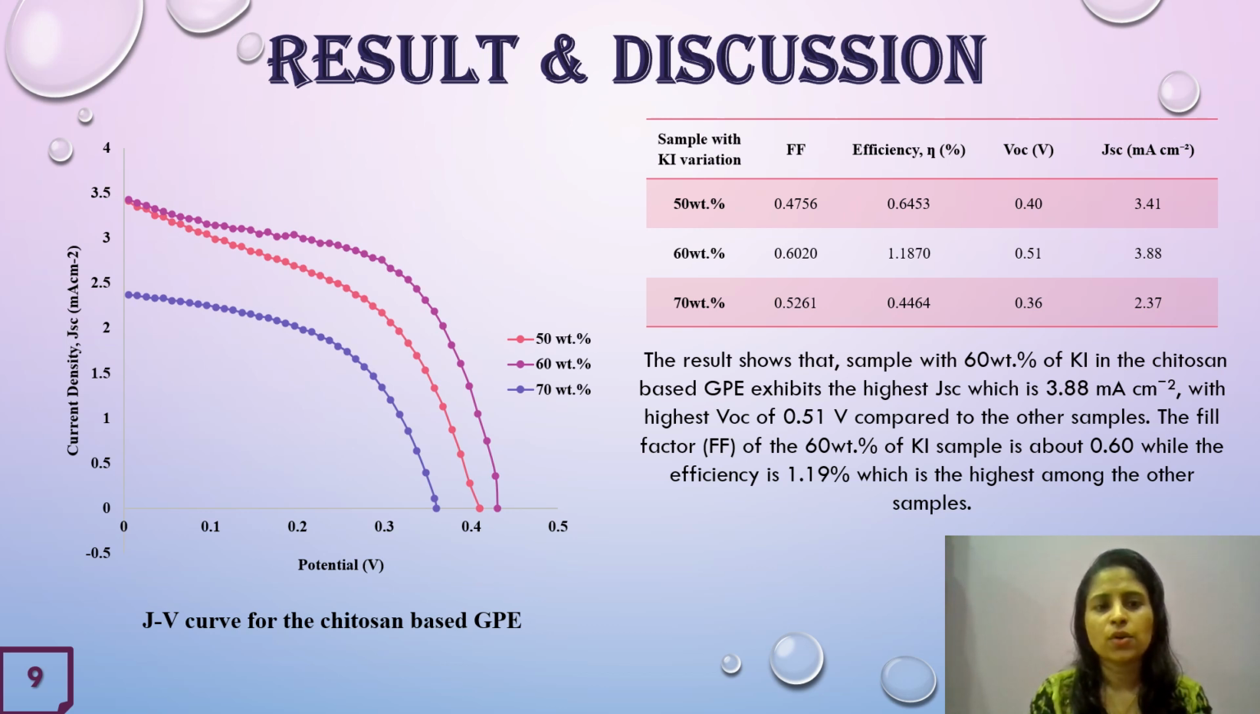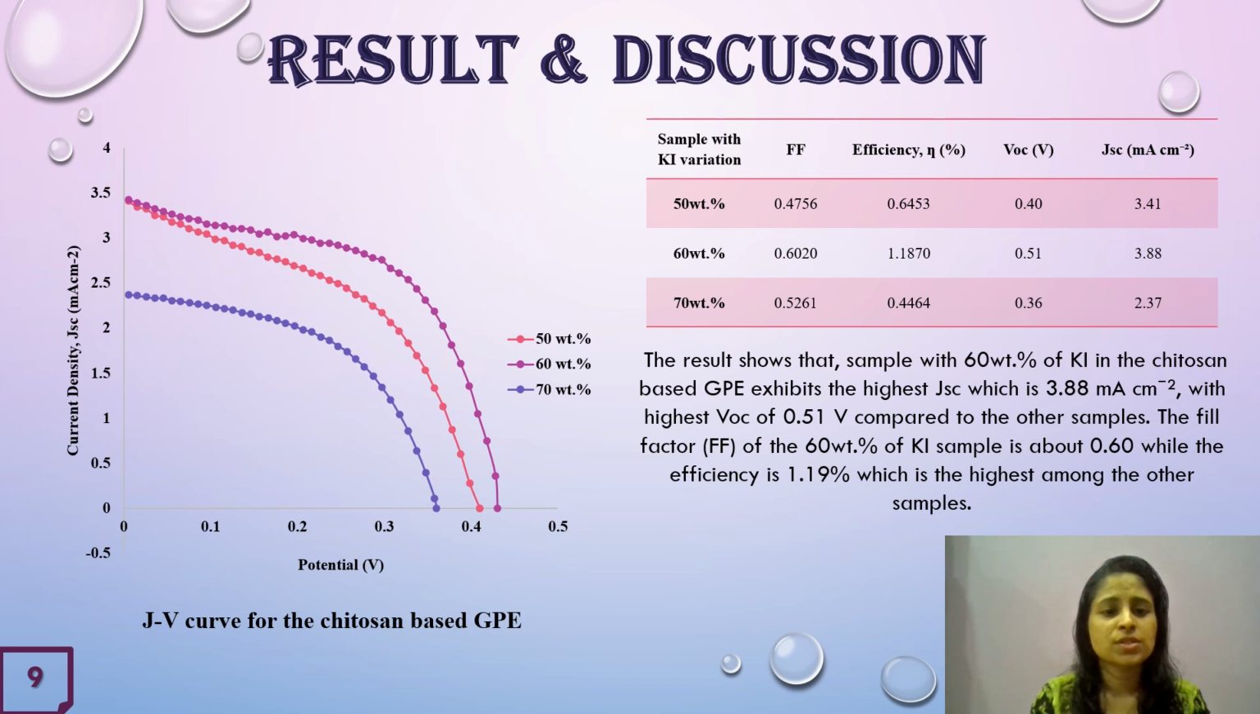The fill factor of the 60 weight ratio percentage of potassium iodide sample is about 0.60, while the efficiency is 1.19%, which is the highest among the other samples. Due to diminishing charge accumulation, when the JV curves take on a more rectangular shape in comparison to the other samples, the fill factor of the KI increases from 0.48 to 0.60, which is the potassium iodide.